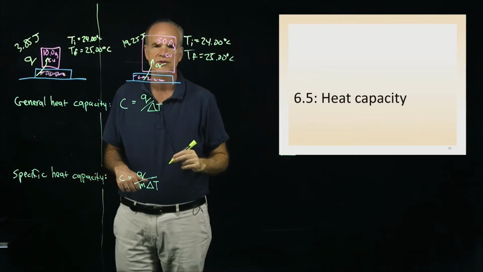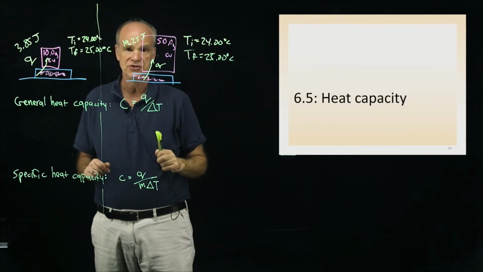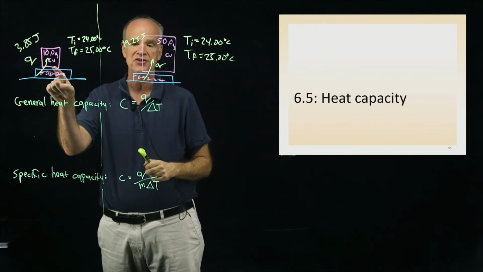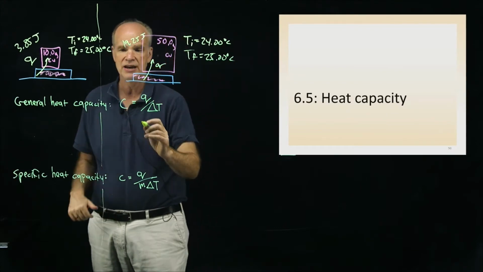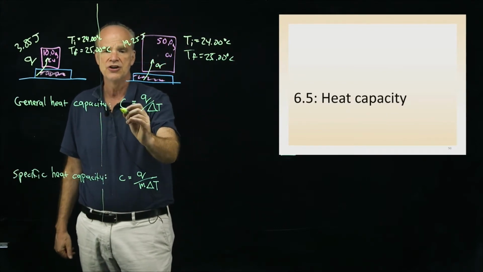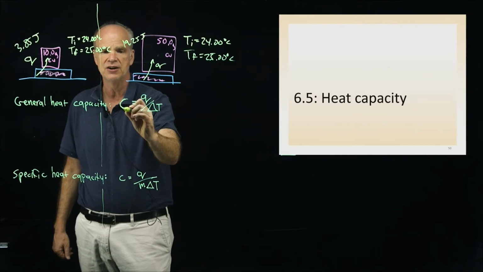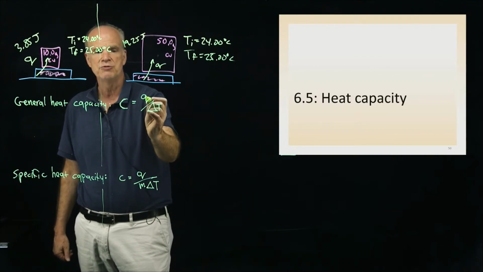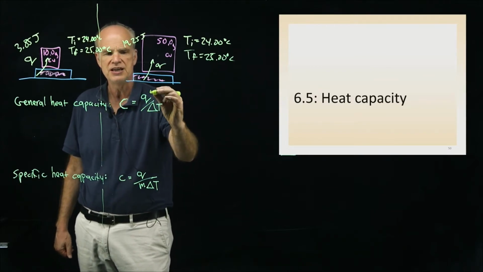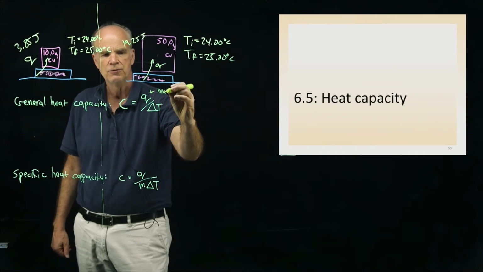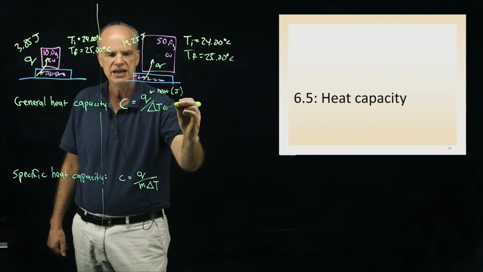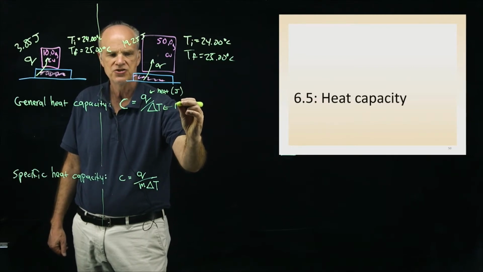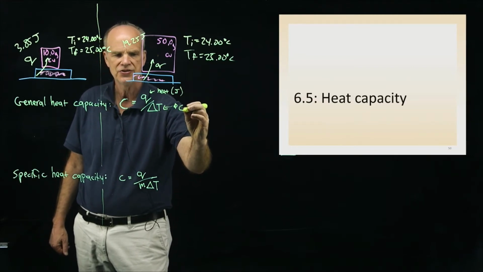Okay, so now what I want to do is calculate a general heat capacity for the small block and for the large block. So how do I do that? I use this formula here. The general heat capacity is symbolized by a capital C, and is equal to Q, which is the heat, measured in joules, divided by the temperature change, which is measured in degrees Celsius.